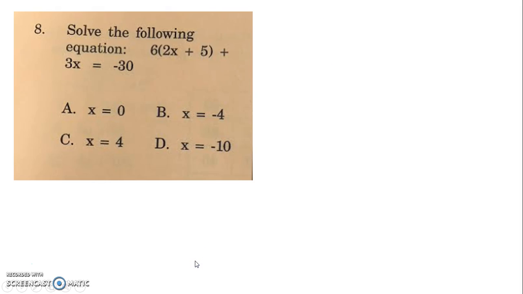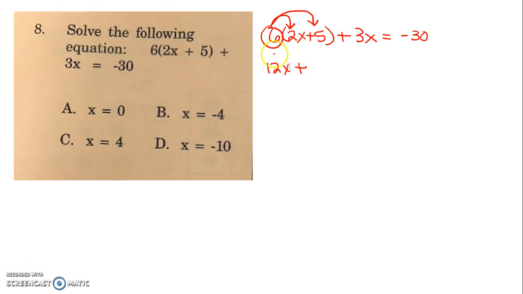Let's go ahead and take a look at number 8. Number 8 says, solve the following equation. 6 times the quantity 2x plus 5, plus 3x equals negative 30. We're working on some questions like this today where you had to distribute. There's a number outside a set of parentheses. You're going to multiply that through the parentheses. 6 times 2x is 12x plus 6 times 5 is 30. Keep your plus 3x equals negative 30. So all I did to start was distribute that 6 through.